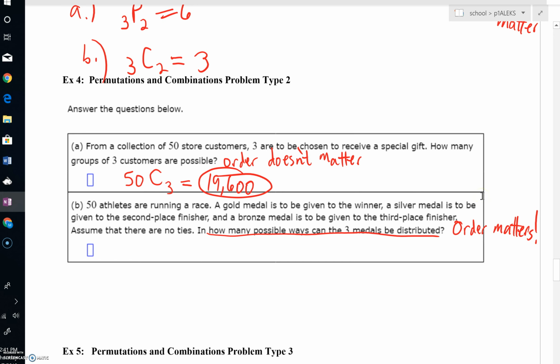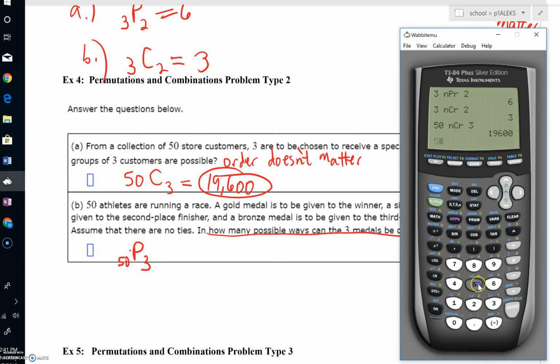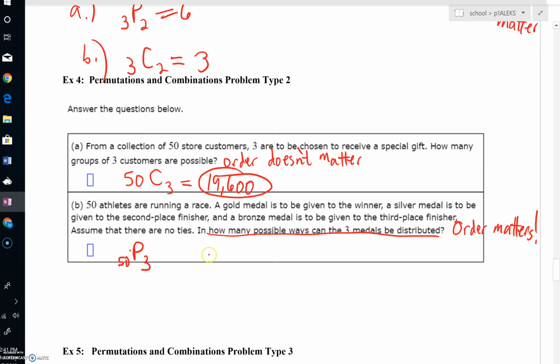So order matters. This is a permutation. So it's 50 with a permutation, we're going to choose 3. So it's virtually the same looking problem, but a very drastically different answer you're going to see. Because when order matters, you can have way more groups. You can see, indeed you do, 117,600. Okay, quite a few more.